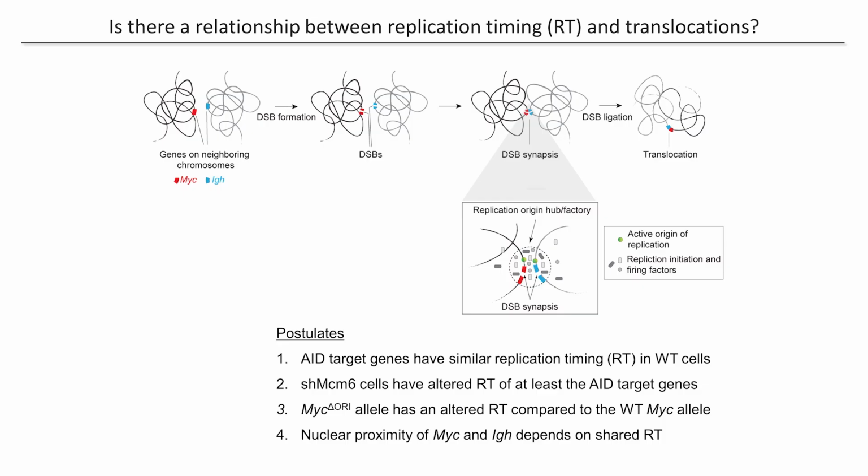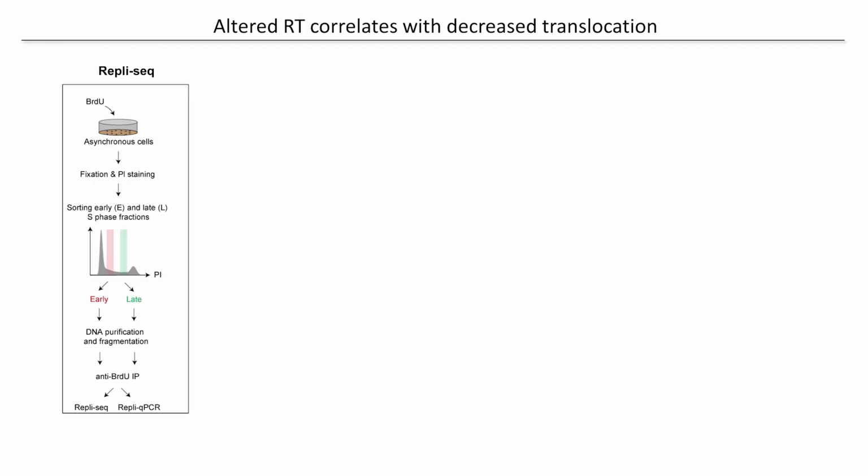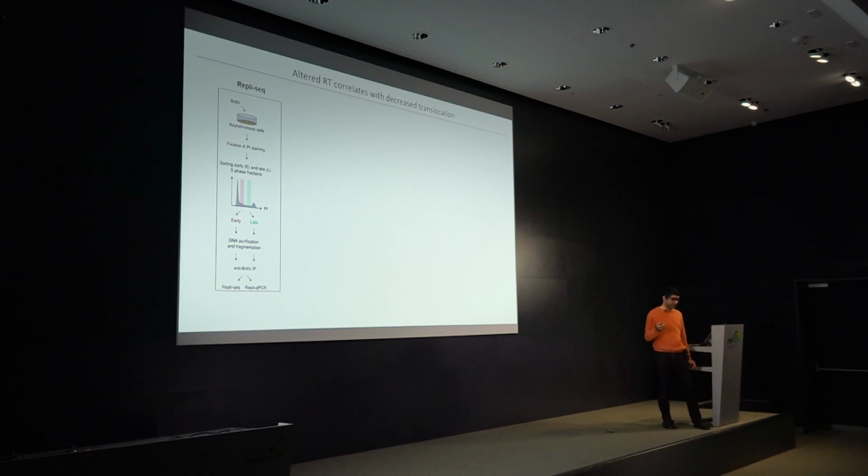And finally, the proximity of MYC and IGH, or of MYC and any of its target genes, should also be affected if you disrupted the replication timing. So replication timing is measured by an assay called RepliSeq. What we do here is that you pulse the cells with BrdU, and it gets incorporated. You then sort the early and late S-phase fractions, purify them, and enrich for BrdU-containing DNA with an immunoprecipitation step with an antibody. Then you can either make genomic libraries for genome-wide RepliSeq, or look at loci of interest with qPCR.